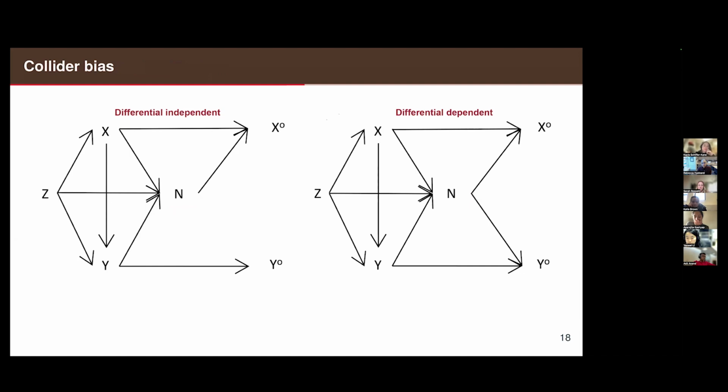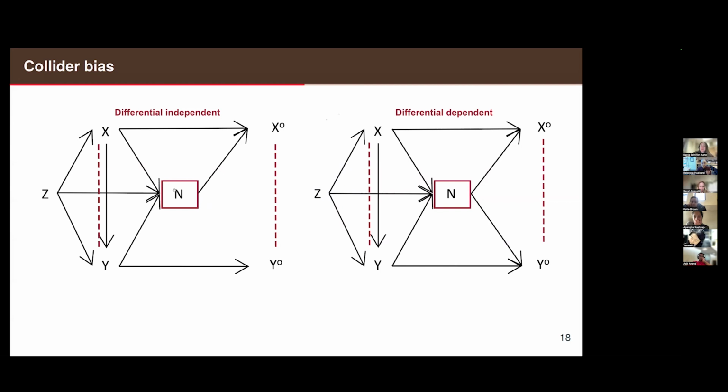The most problematic setting is this third one, where we think both the underlying true exposure and the underlying true outcome influence utilization intensity. So if that's the case, again, we have differential independent or differential dependent misclassification. However, here, when we condition on N, it actually induces a new bias. So this type of bias is referred to as collider bias. It arises when you condition on the common effect of an exposure and an outcome.